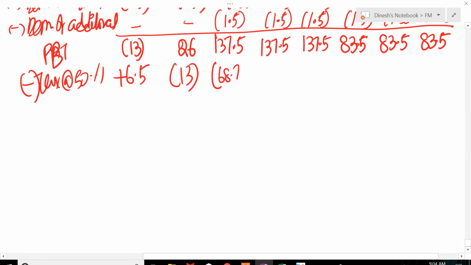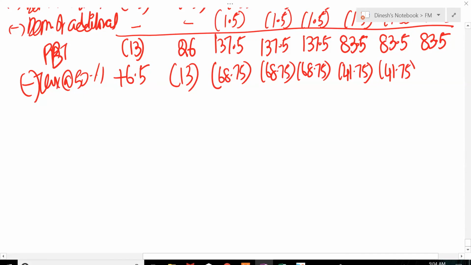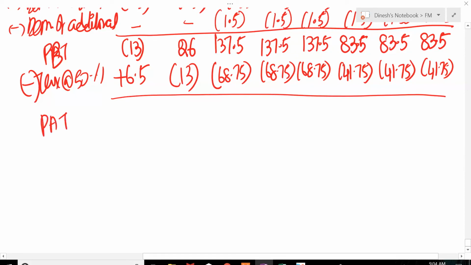Negative 68.75. 41.75. And PAT. PAT is PBT adjusted for tax. Wherever saving is there, indirectly it's getting added. That's how we have devised the format.